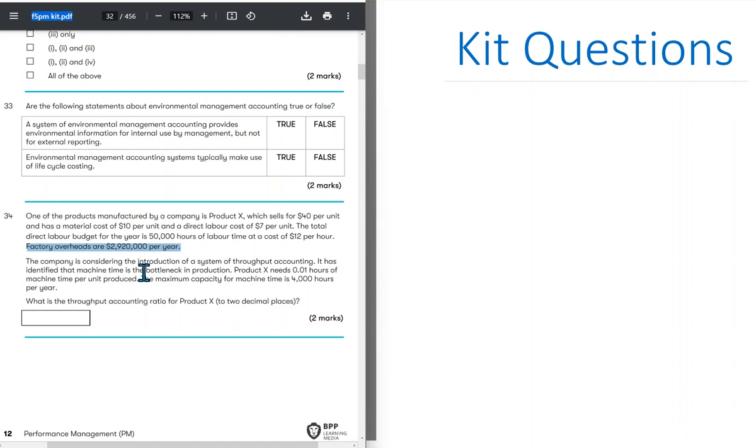hours per year. Okay, remember, throughput accounting ratio simply is throughput per limiting factor divided by fixed cost per limiting factor. If it is more than one, it means it's profit making. If it's less than one, it is loss making. But they haven't asked that, they just said to calculate it. Okay, let's see. So our throughput here is 40 minus 10. Remember, only the material cost. So 30 divided by the time taken by unit becomes 3,000 is throughput per limiting factor.